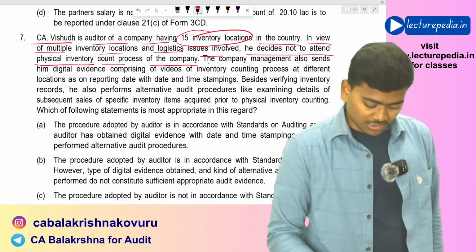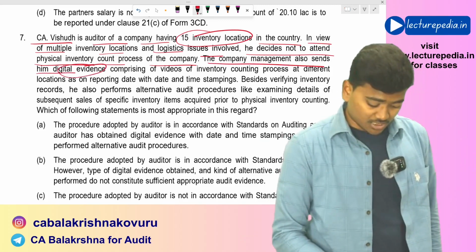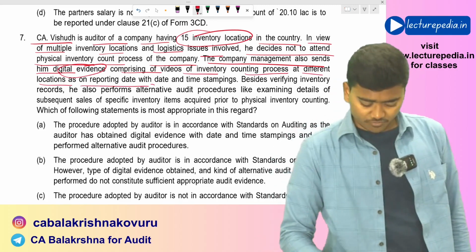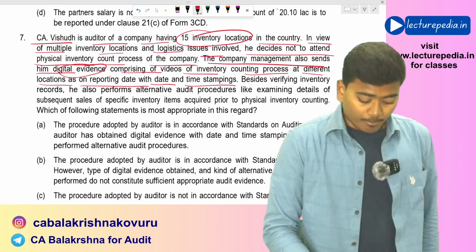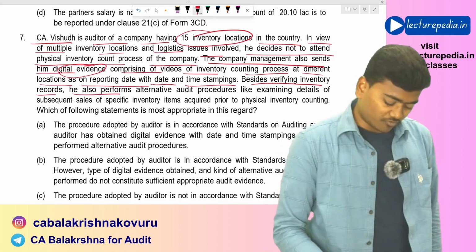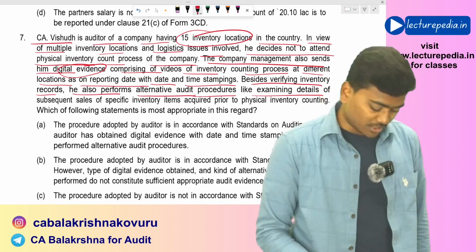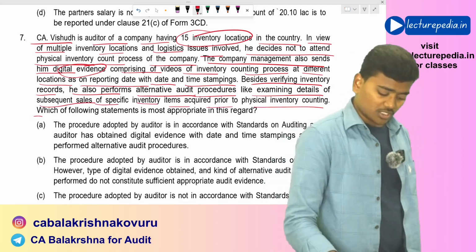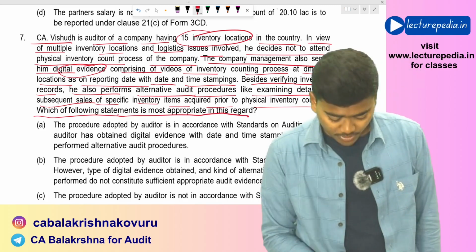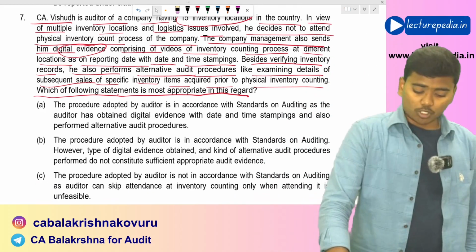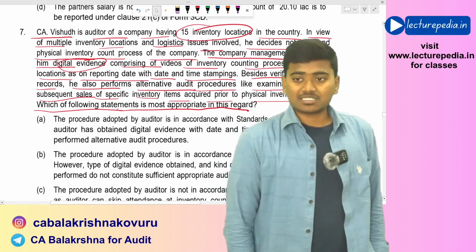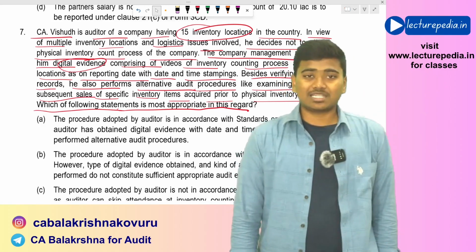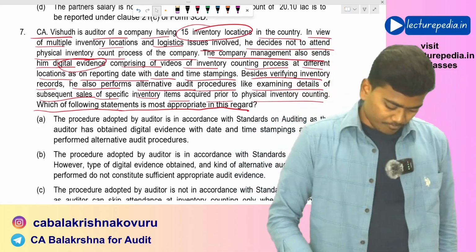Let's see what he is telling. The company management also sends him digital evidence comprising videos of the inventory counting process at different locations as on reporting date with date and time stampings. Besides verifying inventory records, he also performs alternative audit procedures like examining details of subsequent sales of specific inventory items acquired prior to the physical inventory counting. Which of the following statements is most appropriate in this regard? Basically, what I'm thinking is that the action done by CA Vishuddh is not appropriate. He must have attended the inventory counting procedure.